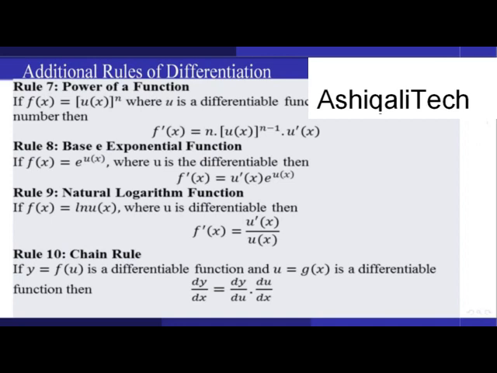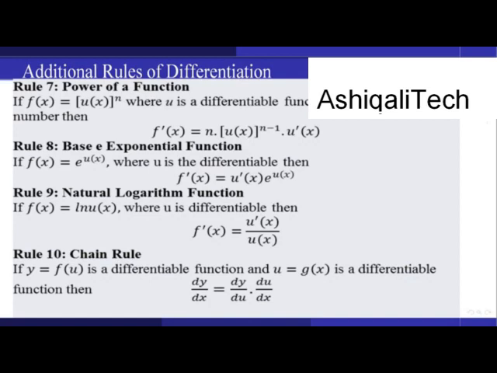Dear students, now we see further rules for differentiation. Power of a function: if f(x) = [u(x)]^n, where u is a differentiable function and n is a real number, then f'(x) = n times [u(x)]^(n-1) times u'(x). Base e exponential function: if f(x) = e^(u(x)), where u is a differentiable function, then f'(x) = u'(x) into e^(u(x)). Natural logarithm function: if f(x) = ln(u(x)), where u is a differentiable function, then f'(x) = u'(x) divided by u(x).